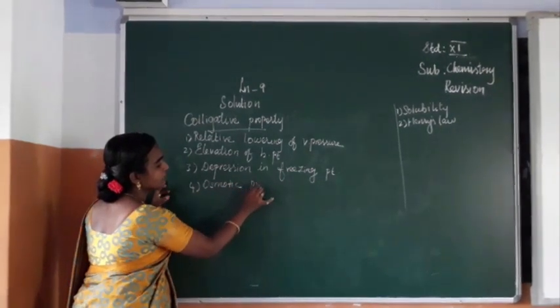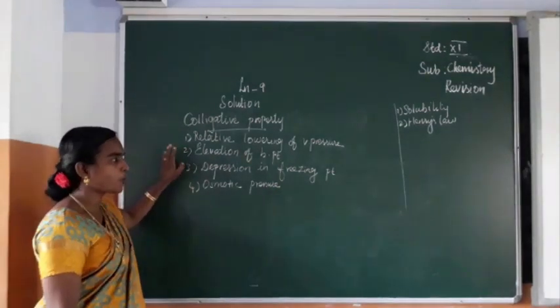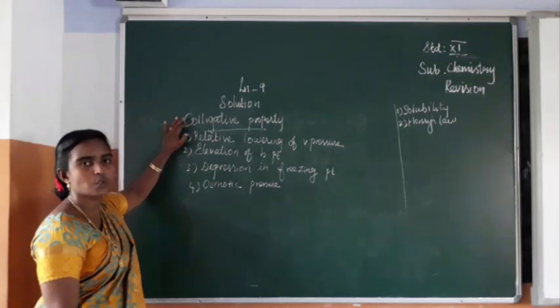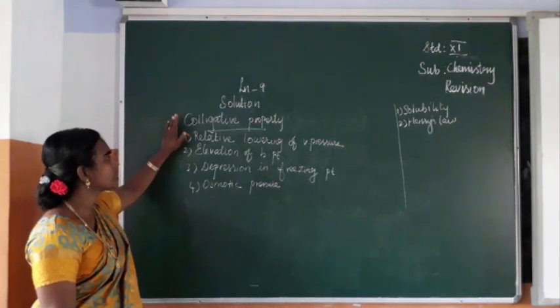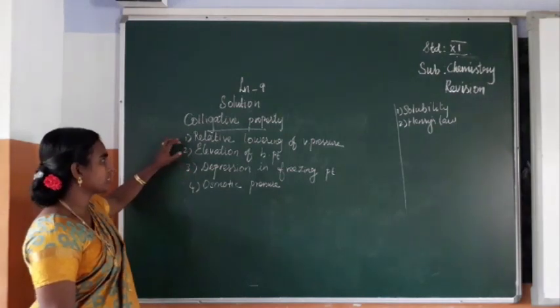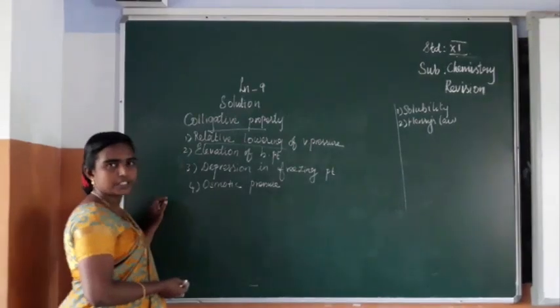Why these properties are called colligative properties: they do not depend on the nature of the solute. So it is called colligative properties. First one we can see is relative lowering of vapor pressure.